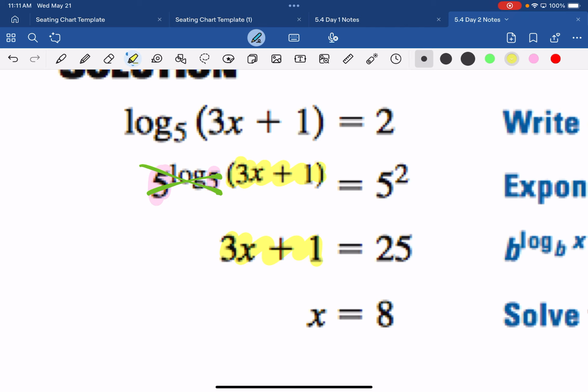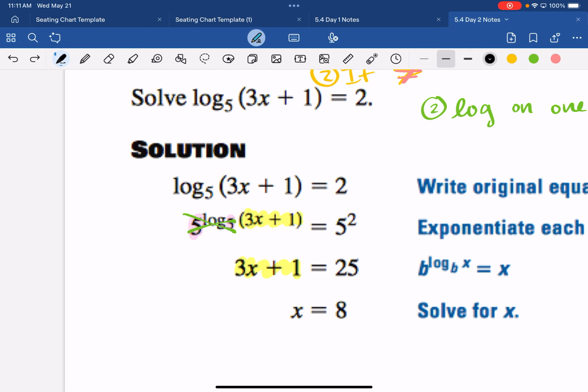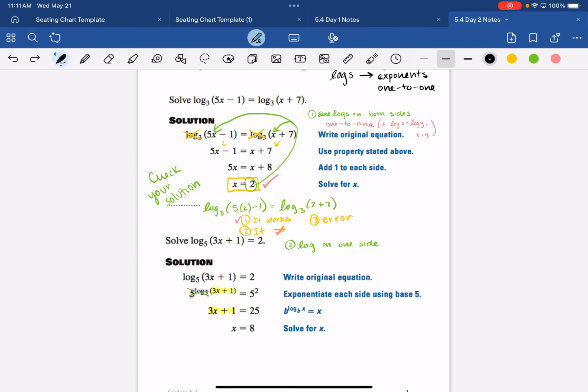Now, here's a good scenario. Just look at the board for a second. Don't write this. Let's say this was a little square. How would you finish solving this one? Let's say there was an x on here. How would you finish solving this one if this is what you gave you? What would you have to do? Yeah, you'd have to make it equal 0 and factor. You will see a couple like that. So I just wanted to point that out. Okay? All right, any questions on these two? Notice the difference. Logs, 2 different sides. Log on only one side.